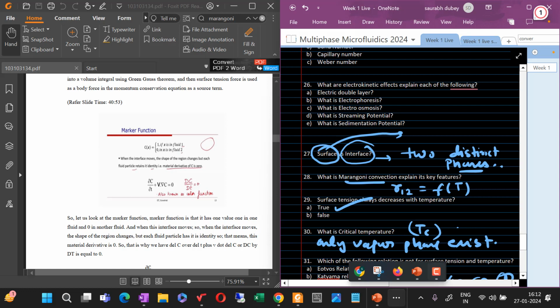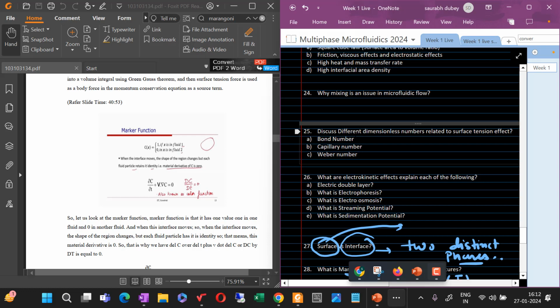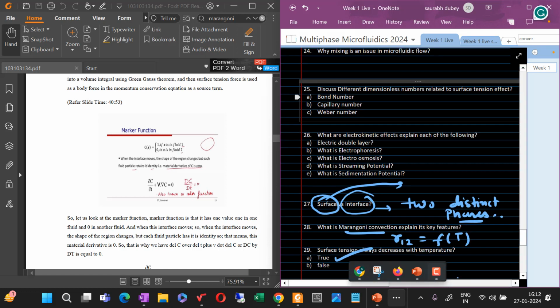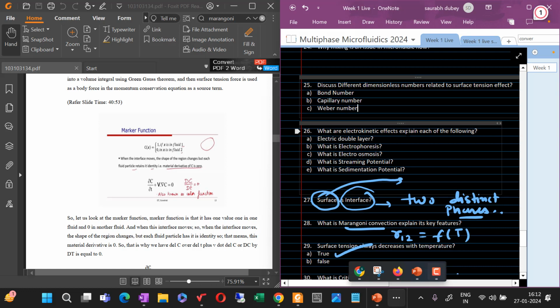That surface can be used, for example, for two distinct phases, between oil and the air. There will be an interface now. So oil will be one phase, which is the distinct phase, and air is the other phase. And here we discussed the different dimensionless numbers: the bond number, capillary number, and Weber number. And this is there, and what about the electrokinetic effects?